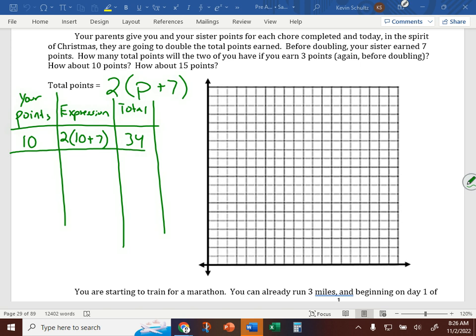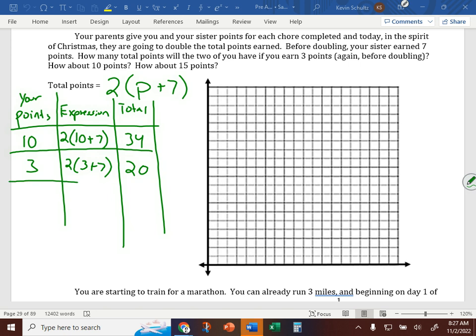If you earn, we skipped 3. Thanks for telling me. If you earn 3 points, okay, the expression is going to be 2 times 3 plus 7. Nothing else changes, only the number of points that you've earned, 2 times 3 plus 7. And how many total points will that be? 20. 3 plus 7 is 10 times 2, 20.